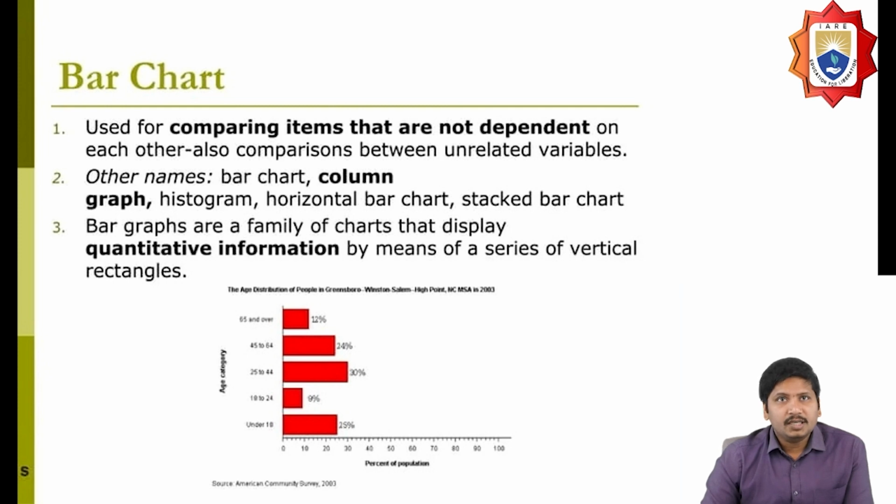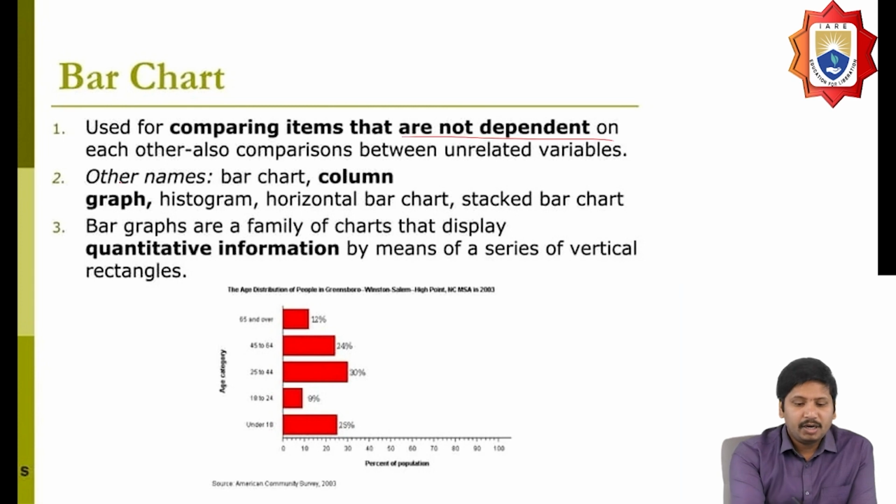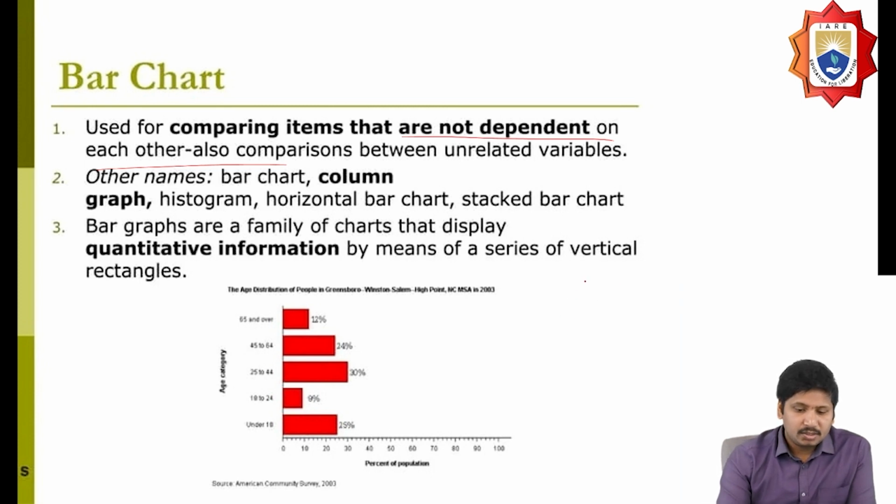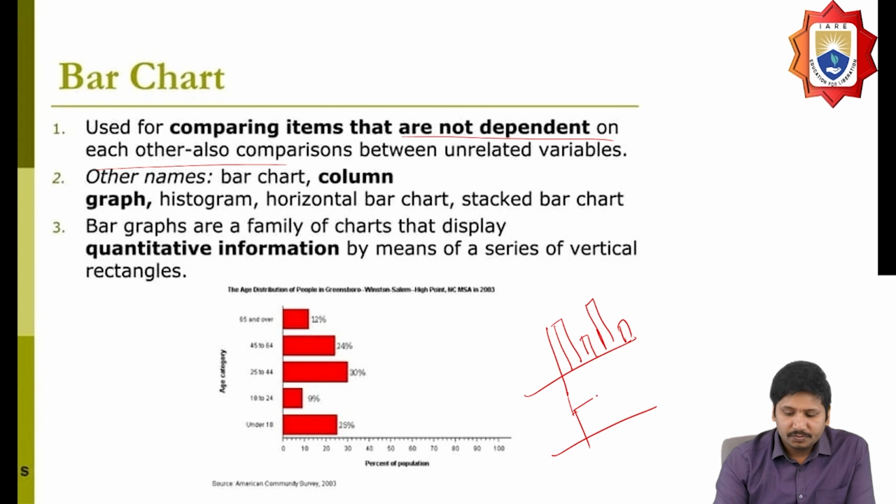In that, the first thing is the bar chart. A bar chart is used for comparing items that are not dependent on each other, and also makes comparisons between unrelated variables. The other names are column graph, histogram, horizontal bar chart and stacked bar chart. So we are going to represent the things in different views.